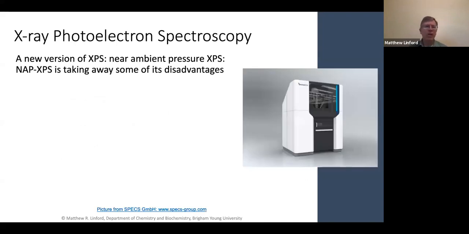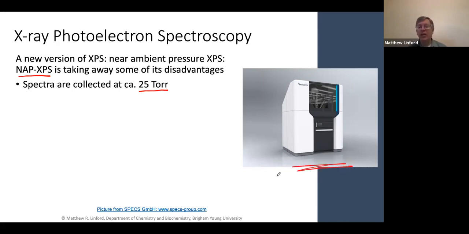Okay, so I keep mentioning this near ambient pressure X-ray photoelectron spectroscopy, this NAP-XPS, and I really think this is an exciting new development of the technique. In NAP-XPS, you use differential pumping so that your sample can be at about 25 torr. And so instead of being at 10 to the minus 8 to 10 to the minus 10 torr, you're not that far from atmospheric pressure. And that dramatically increases the number and possibility of samples that you can put in.